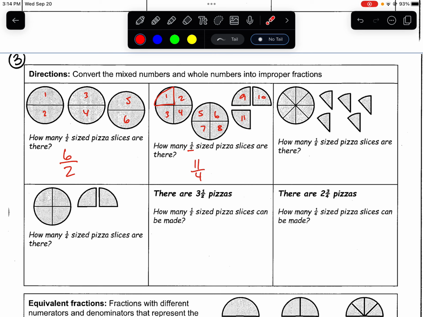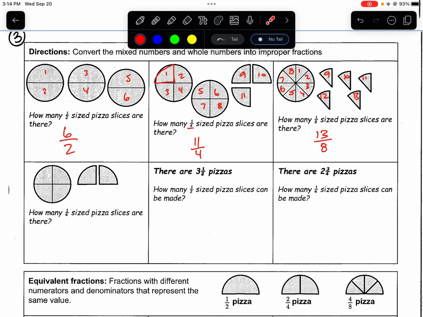How many 1/8 size pizza slices are there? Well, there is 1, 2, 3, 4. There are 8 pizza slices right here. So I'll just go ahead: 1, 2, 3, 4, 5, 6, 7, 8. And then here's a 9th and a 10th and 11, 12, 13. There are 13/8. So we are turning these into improper fractions, because remember, an improper fraction is one where the top number, the numerator, is greater than the denominator.